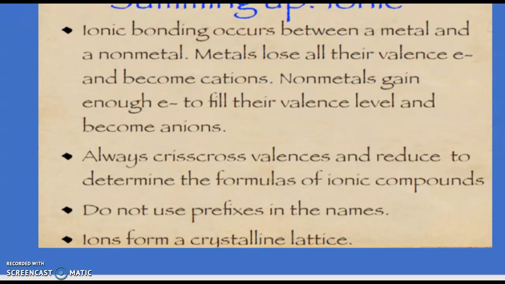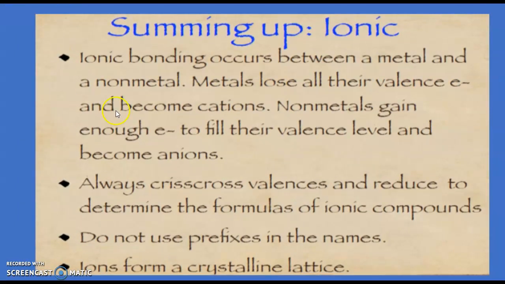Just summing up a few things about ionic and crisscrossing. It occurs between a metal and a non-metal. Metals are going to lose their valence electrons and become cations, and non-metals are going to gain enough electrons to fill their valence level and become anions. Always crisscross valences and reduce to determine the formulas of ionic compounds. Do not use prefixes in the names anywhere, and ions form a crystal lattice.